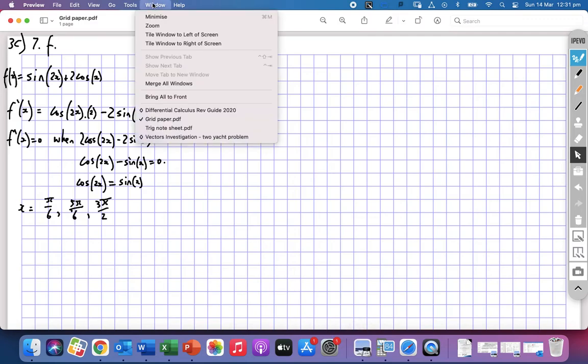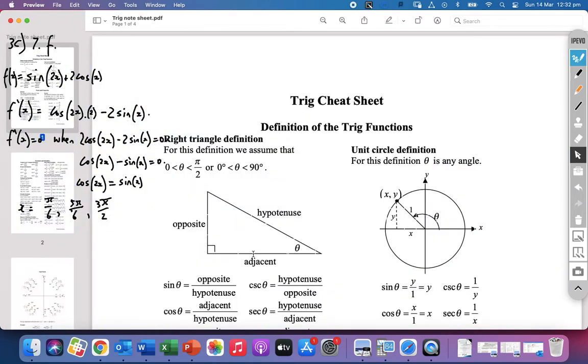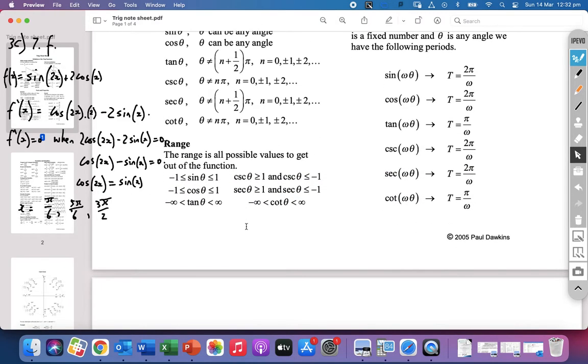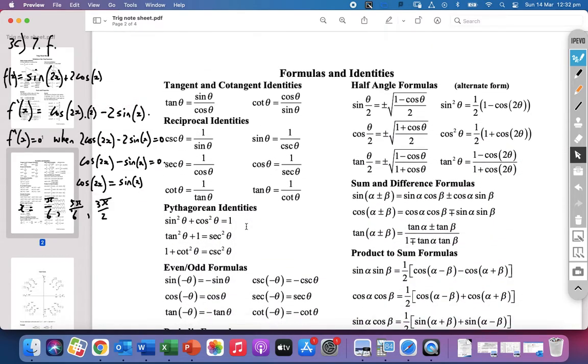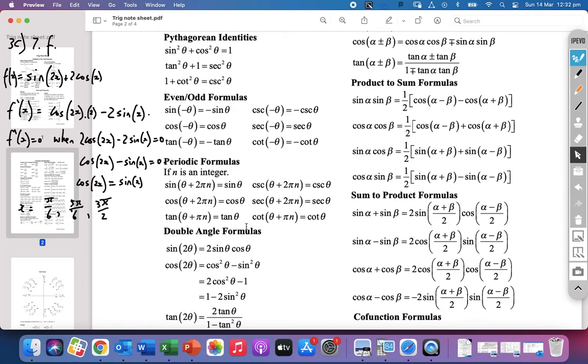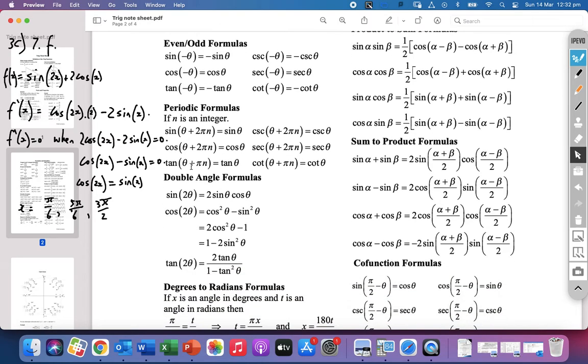Oh, this is what I'm trying to do here. I'm trying to go to your trig note sheet. There it is. Whenever I see this cos 2x, this is complicating things. Maybe I can undo that. We've talked about this in class. We know we can undo that using the double angle formula.